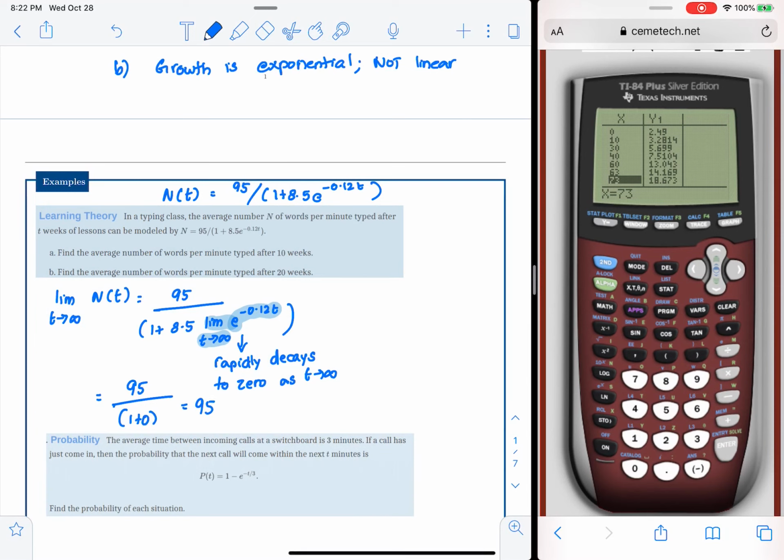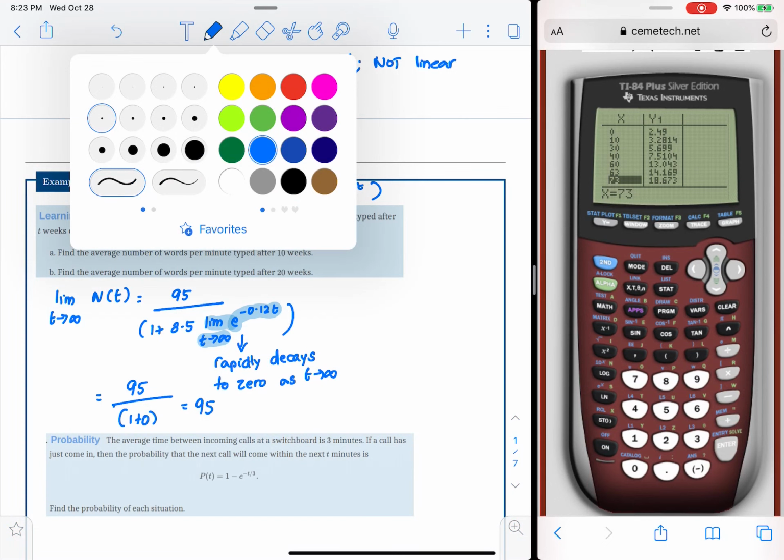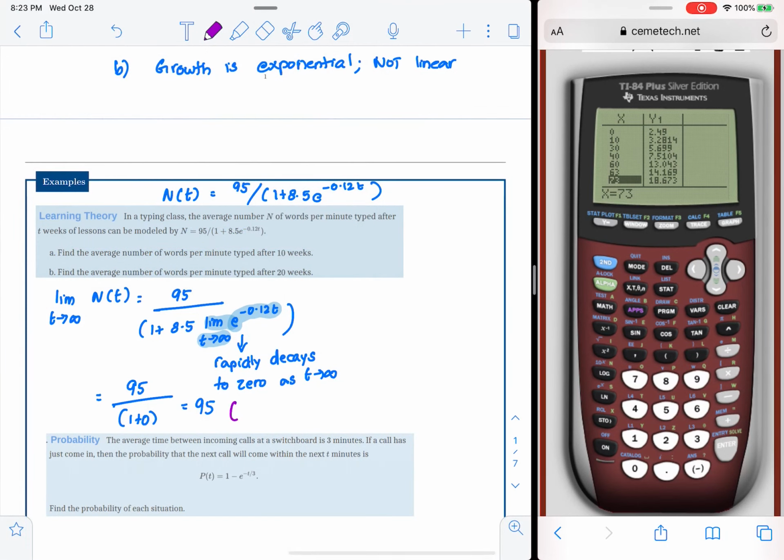So this simply means the more time we spend learning how to type, the more we can retain. The average number of words that we could type would increase, but the limiting value is 95. We would always maintain an average of 95 words per minute. So no matter how much time you spend learning how to type, the maximum number of words that you can learn to type on average is 95.